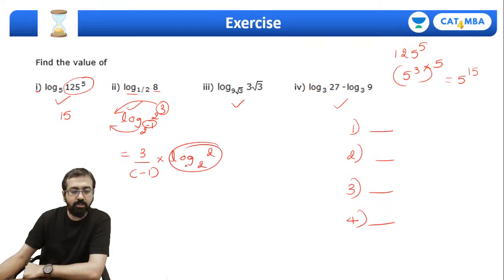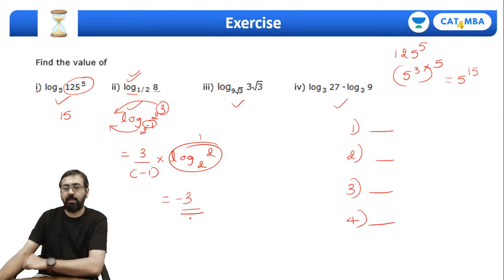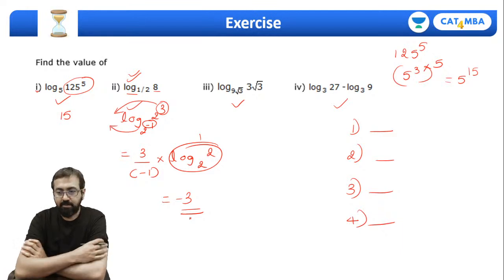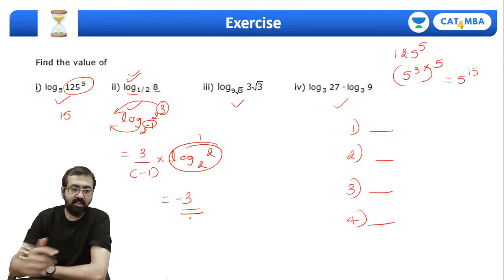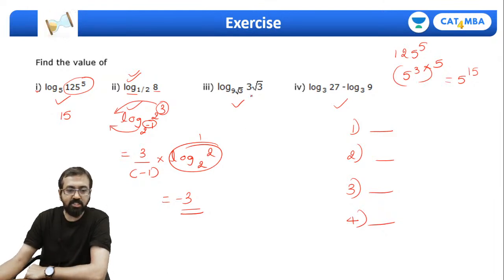Correct? And log of 2 with base 2 is 1, so 3 upon minus 1 is minus 3. So the answer for the second one is minus 3. Yep, that's correct. Everyone, keep solving and keep typing your answer in the chat box. Perfect. The second one is correct. It's minus 3. Now try the third one.